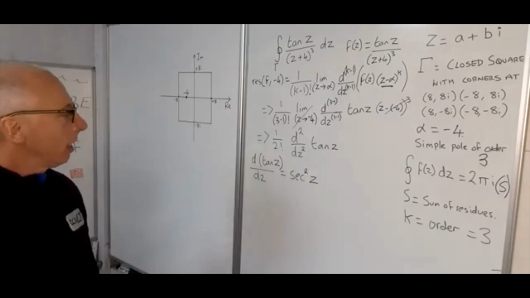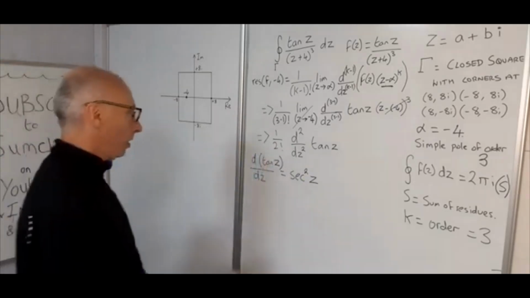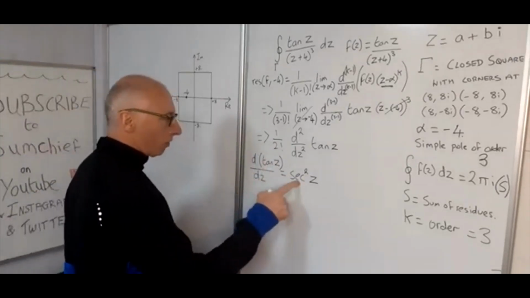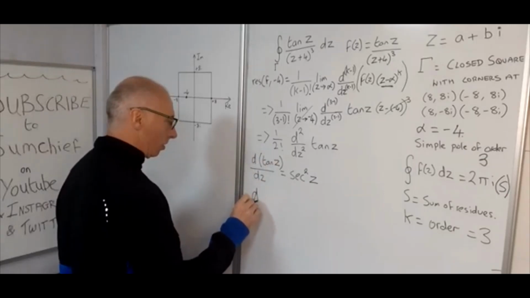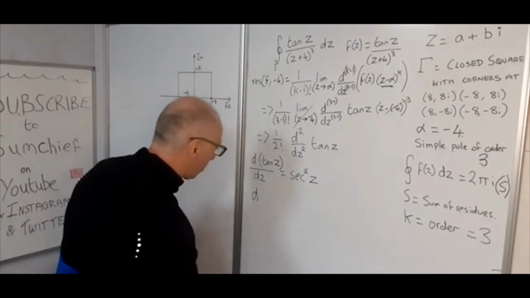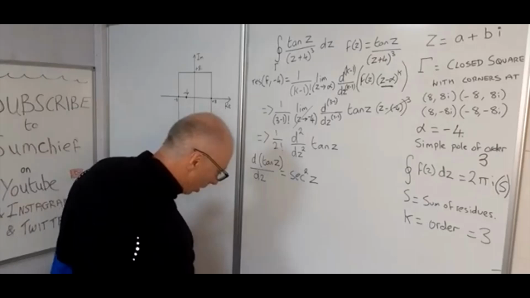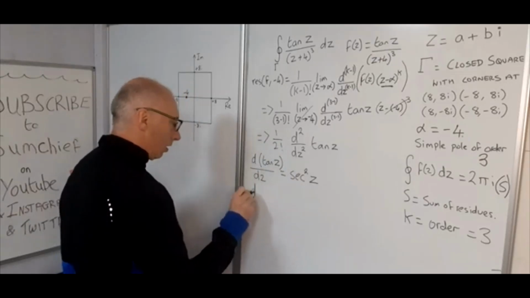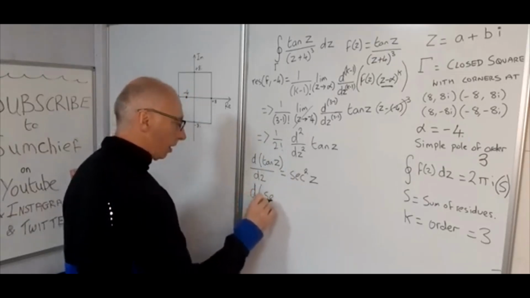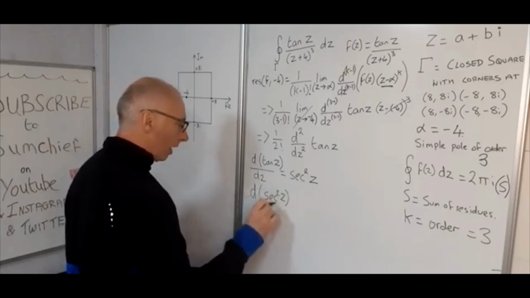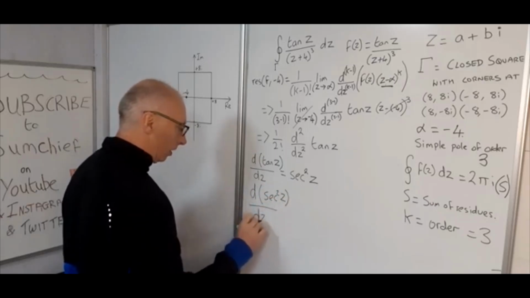Okay, so now we need the second derivative. So now what we need is the derivative of this. So the derivative, just write that a little bit neater. The derivative of secant squared z dz.